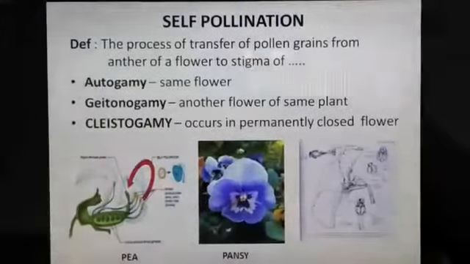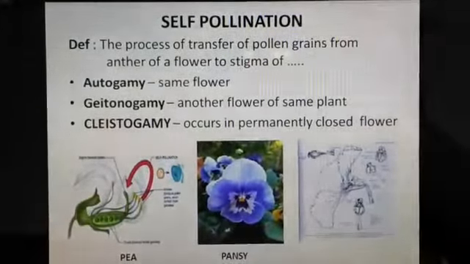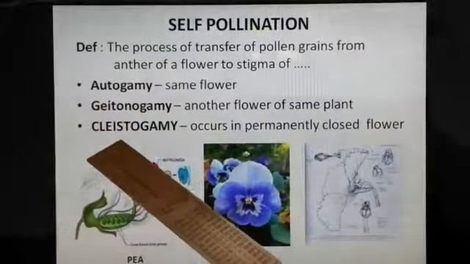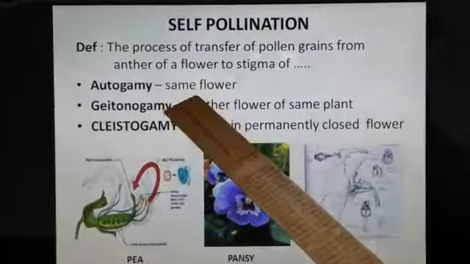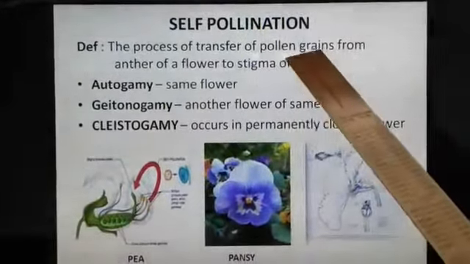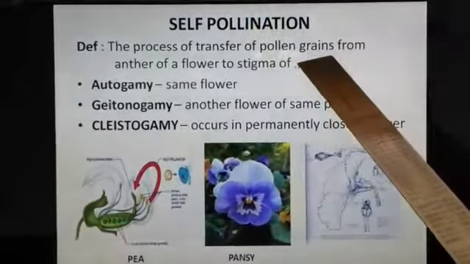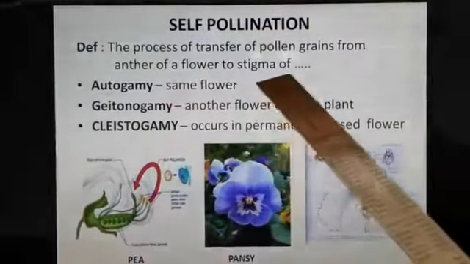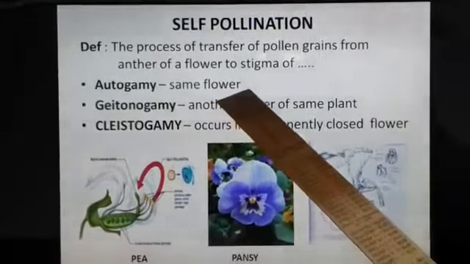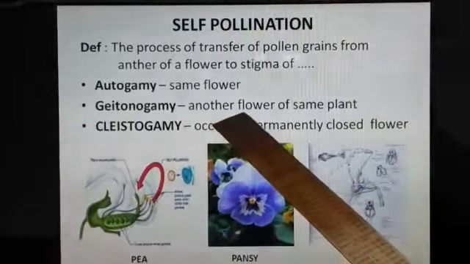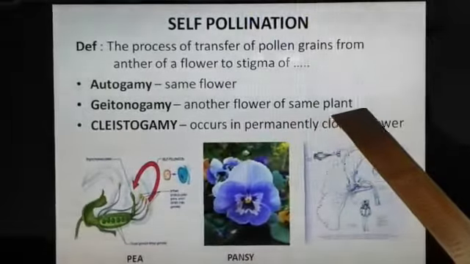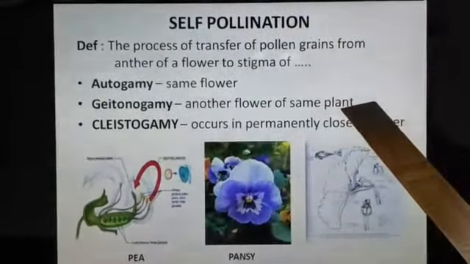Let's look at the definition of the kinds of self-pollination. Self-pollination is of three types: autogamy, geitonogamy, and cleistogamy. Autogamy and geitonogamy I had discussed with you in the previous slide. Let's look at the definitions. The process of transfer of pollen grains from anther of a flower to stigma of the same flower is termed as autogamy. When this transfer of pollen grains from anther of a flower to stigma of another flower of same plant takes place, it is termed as geitonogamy.